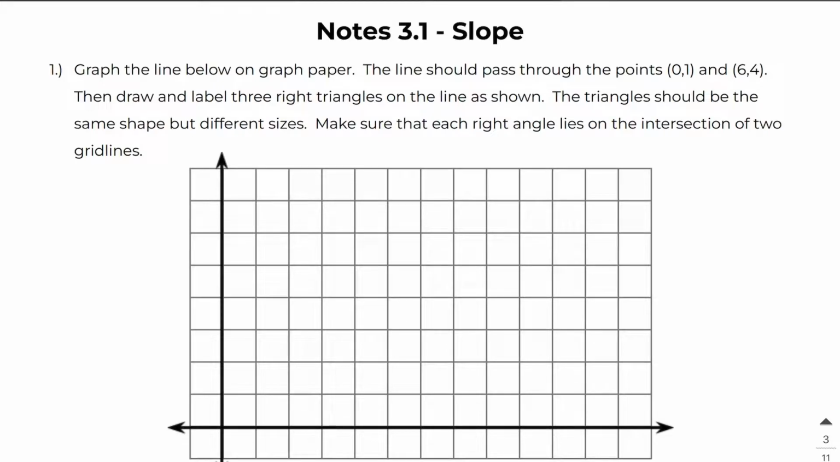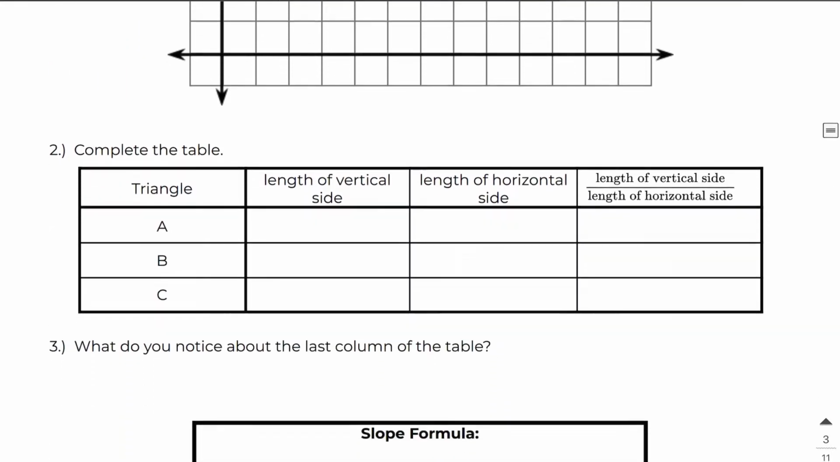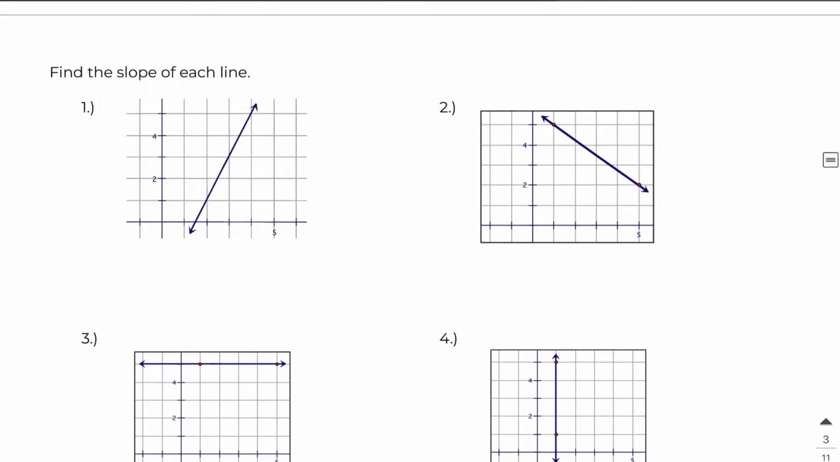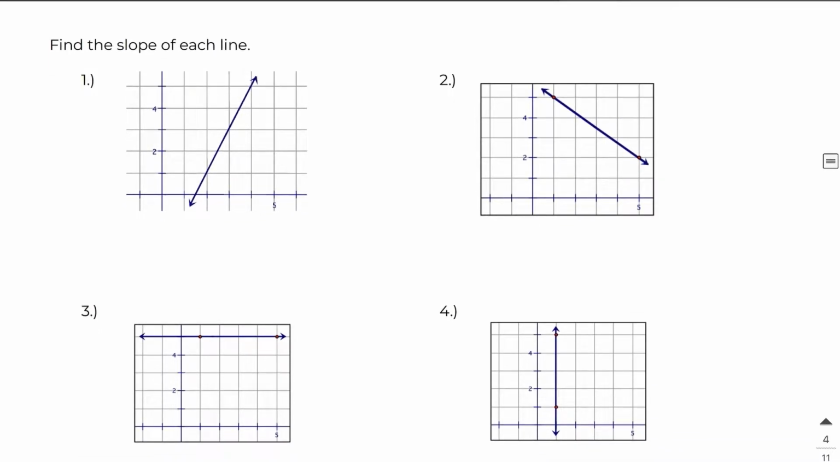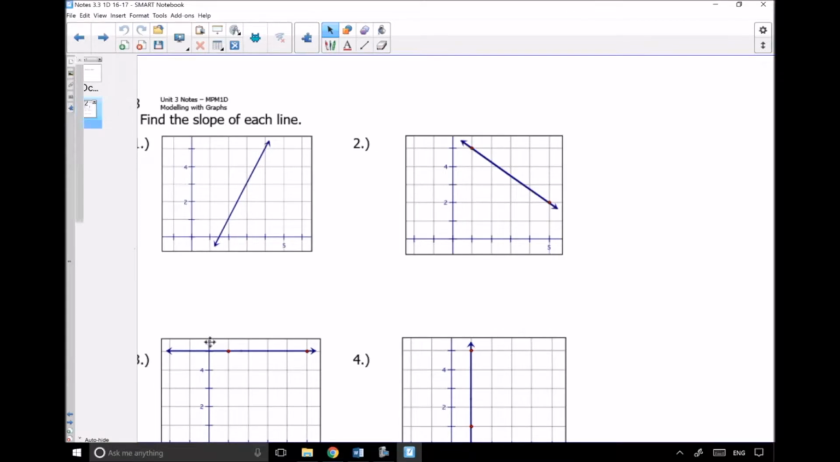Hey people, notes 3.1 are on slope, and this is a continuation of what we did in class. So we're going to skip through page 3 and move on to page 4 of our notes right here. Okay, so on page 8, let's take a look at the first question that we have.